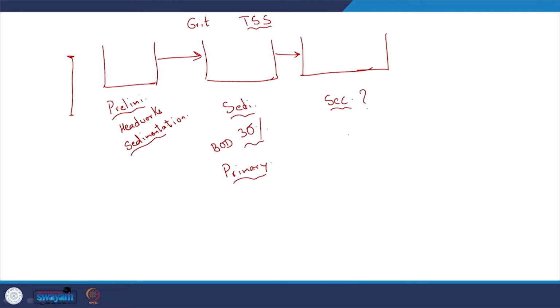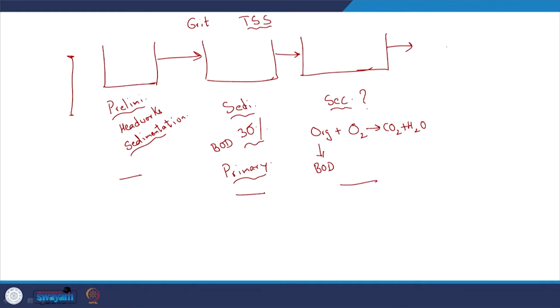I am using microbes, and microbes in the presence of oxygen will degrade the organic matter. Organic matter is the dissolved BOD or soluble COD, and they will go to the byproducts. Let us see, this is what we are trying to do. So, preliminary, primary and secondary, the biological process. Here the principle we discussed in detail, we will not go into that.